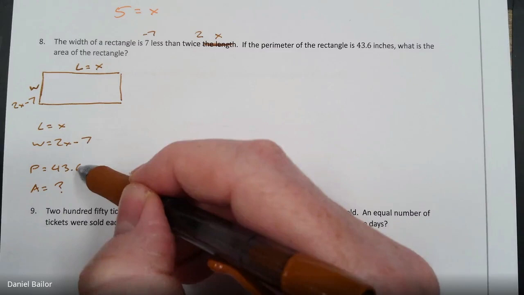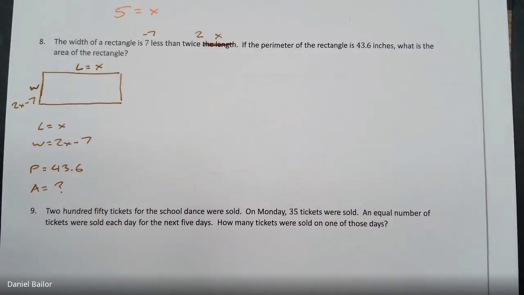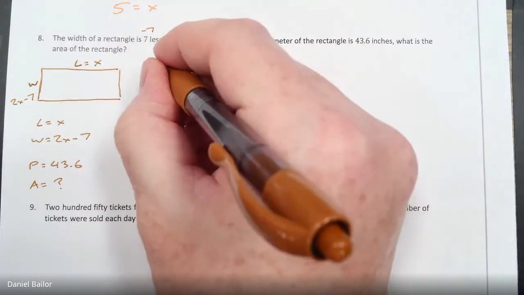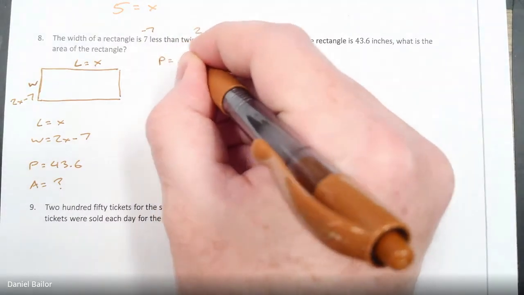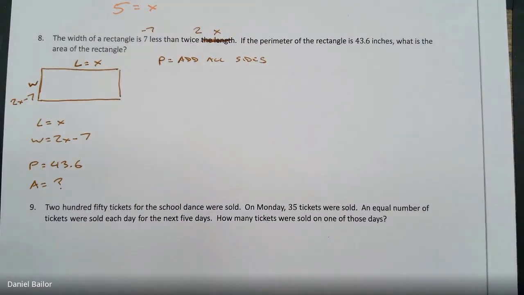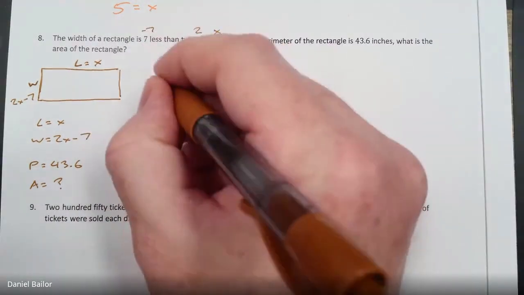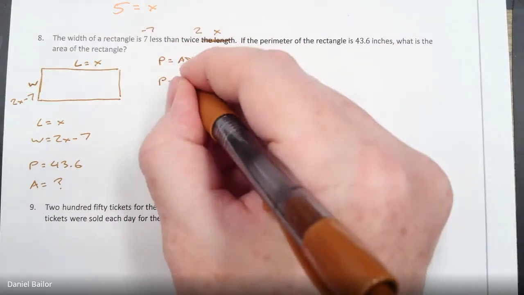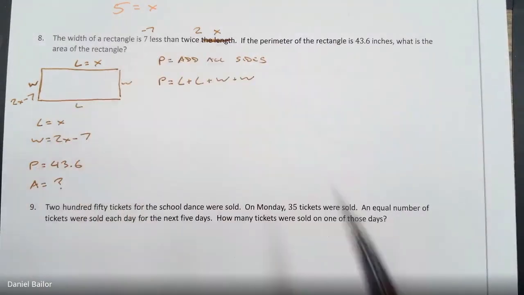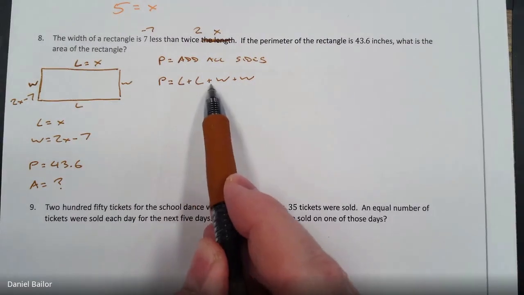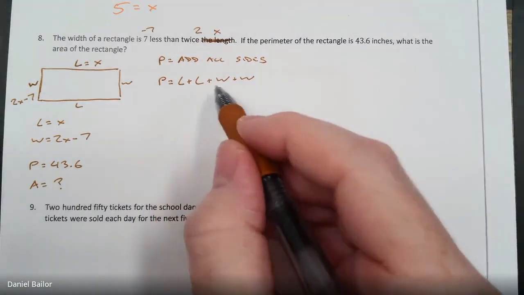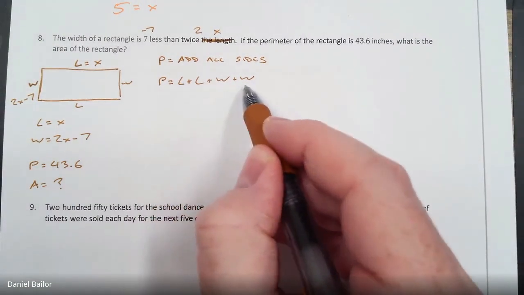How is the perimeter connected to the length and the width? Well, hopefully you remember that perimeter is all 4 sides. The perimeter is adding all the sides. And because this is a rectangle, there are 4 sides. So for the perimeter, we need to do length plus length plus width plus width. Because that's the perimeter. Excuse me. So now we know the perimeter is length plus length plus width plus width.